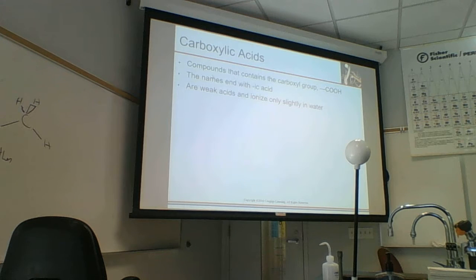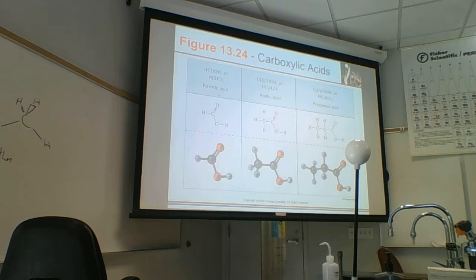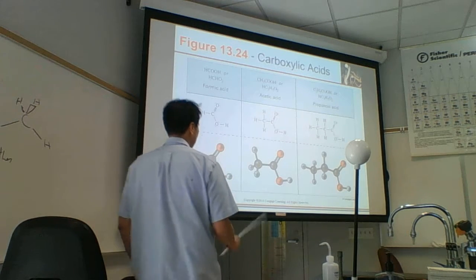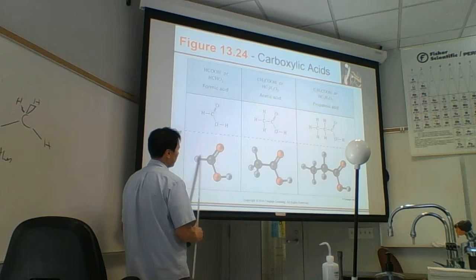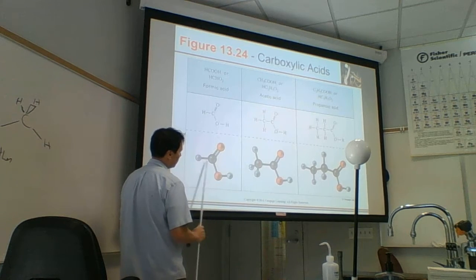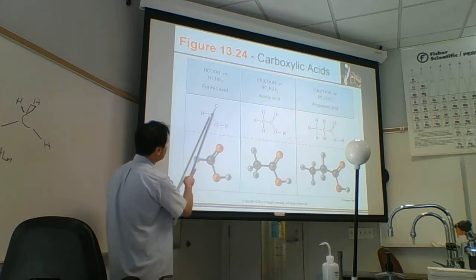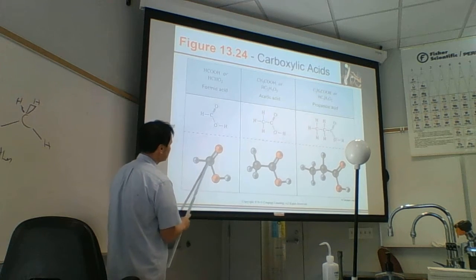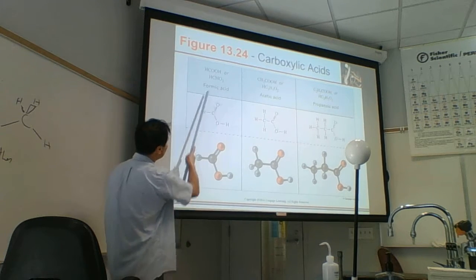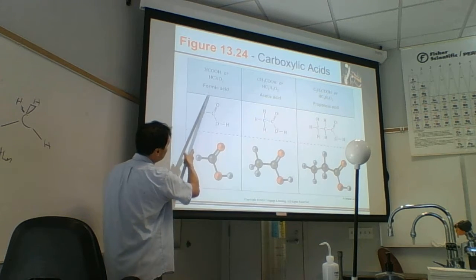The last one is the carboxylic acids. The carboxylic acids have the carboxyl group, the COOH group. These are all weak acids. A couple of them are borderline strong, like trichloroacetic acid, pretty strong, but it's still weak. The simplest is 1 carbon, called methanoic acid. Nobody ever calls it that. Everybody knows methanoic acid as formic acid.